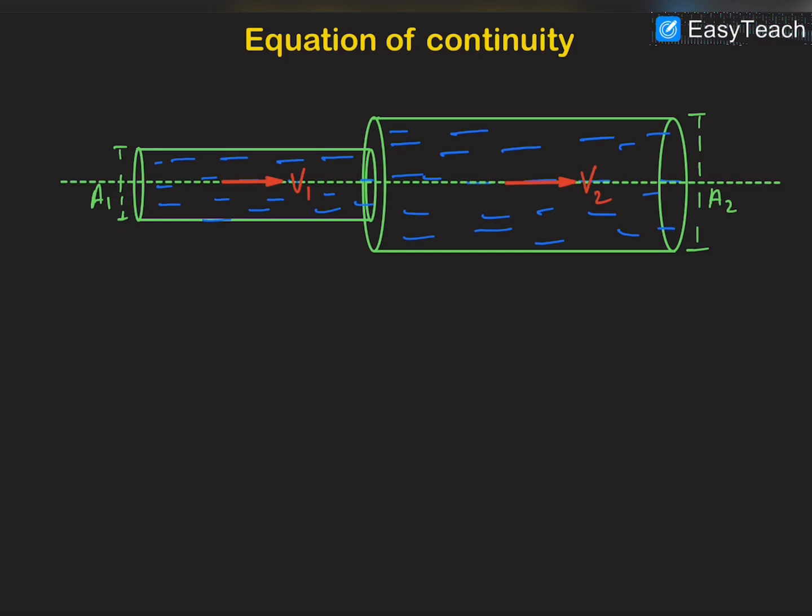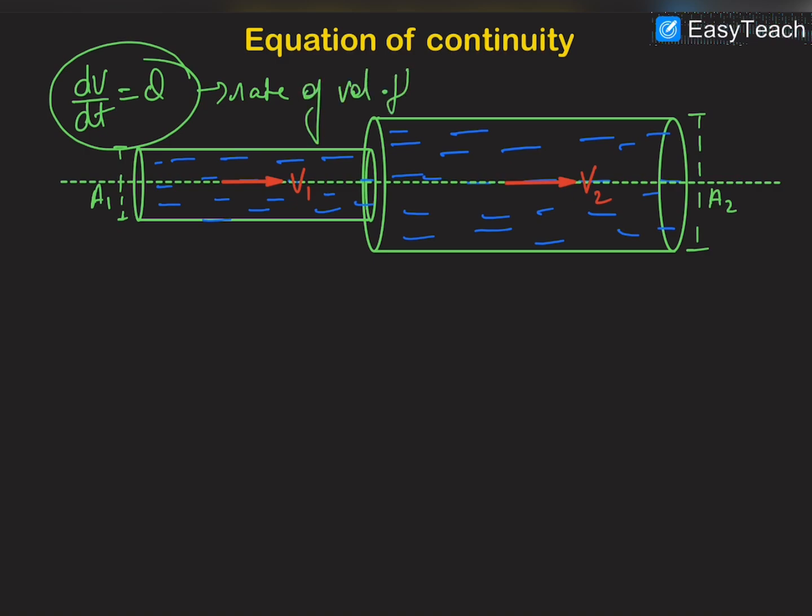So what we can say is that the rate of flow of volume, dV by dt, let us suppose that it is Q. So this is the rate of volume flow. Obviously, for an ideal liquid, the amount of volume of liquid entering the pipe per second will be exactly equal to the amount of volume of liquid leaving the pipe per second. Okay, so we can say that dV by dt will be constant.